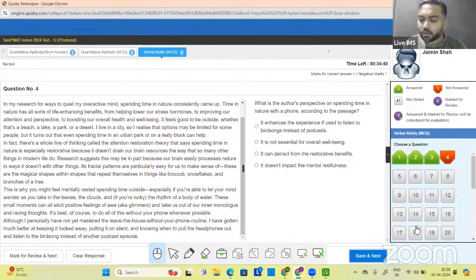Let's go. What is the author's perspective on spending time in nature with a phone according to the passage? Okay, ठीक है. It enhances the experience. It used to listen to the bird songs. नहीं, ठीक है. It is not essential for the overall well-being. It can detract from the restorative benefit. It doesn't impact the mental. Nice. C option, ठीक है.